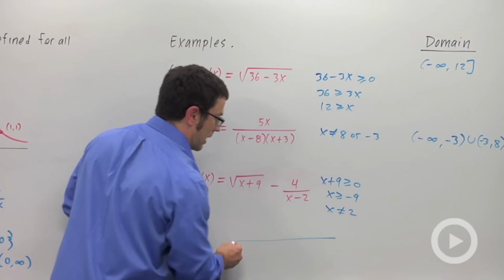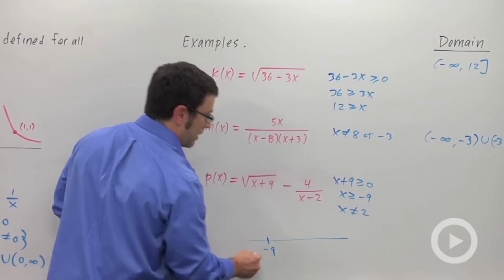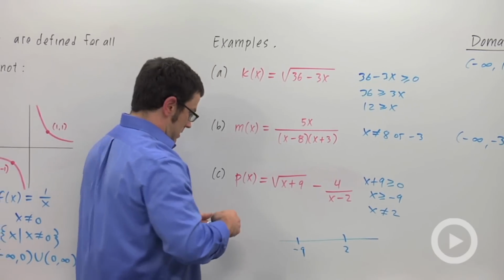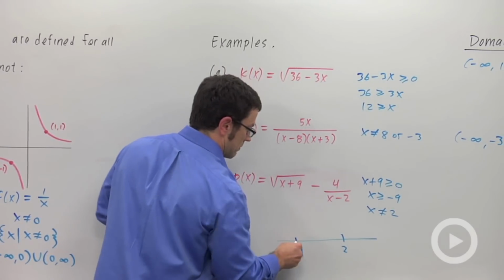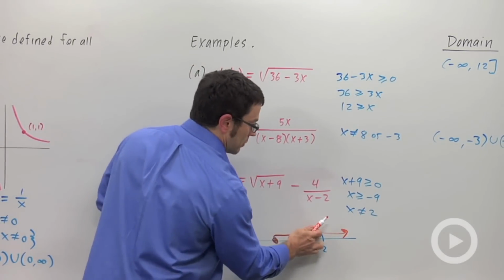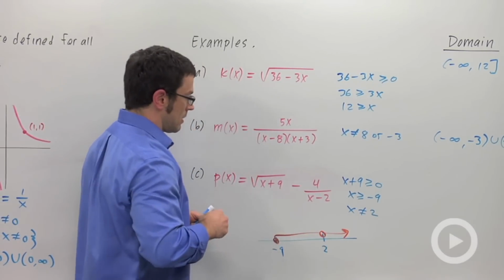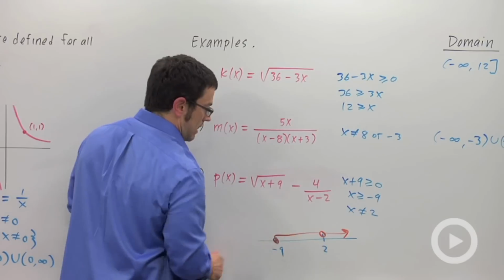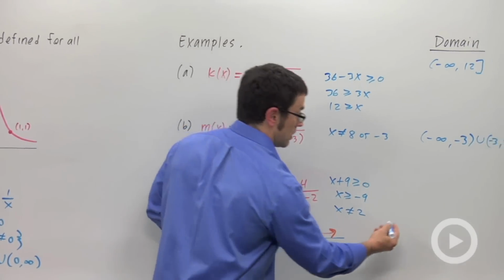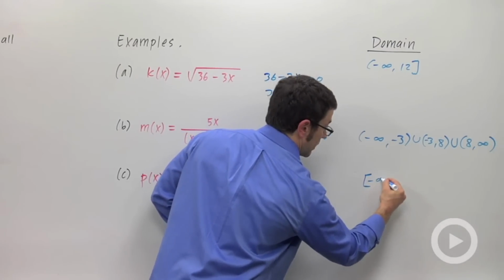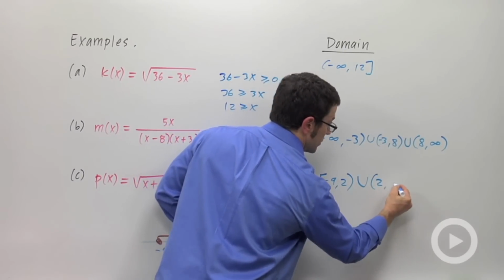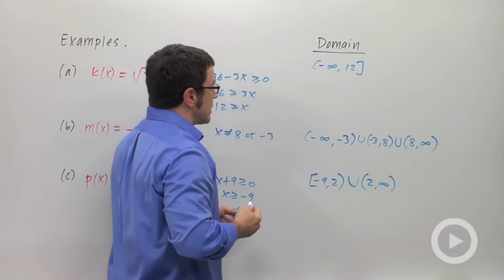Now if I draw a little number line here, I'll put negative 9 right there, and I'll put 2 to the right. X greater than or equal to negative 9 refers to these numbers, right? Here and forward. But I have to avoid 2, so I have to put a little hole here. So let's just express this set in interval notation. We'd have the numbers between negative 9 and 2, so negative 9 to 2, not including 2, union the numbers from 2 to infinity.